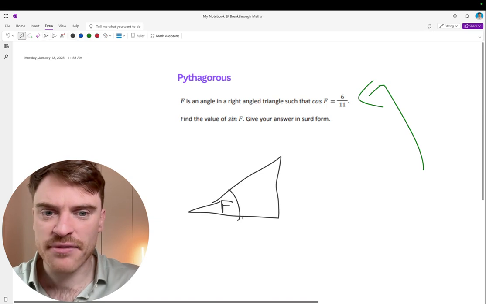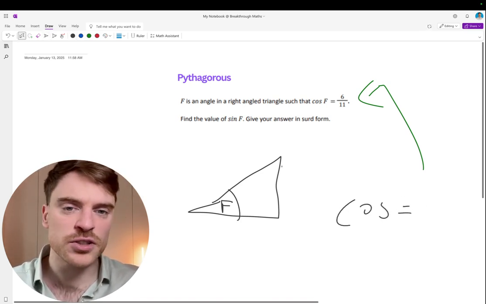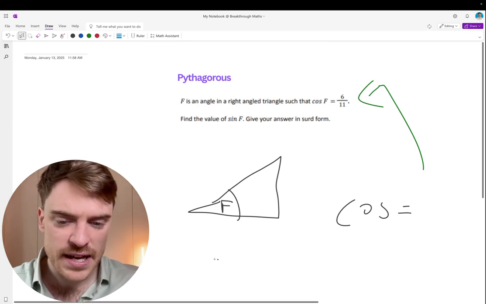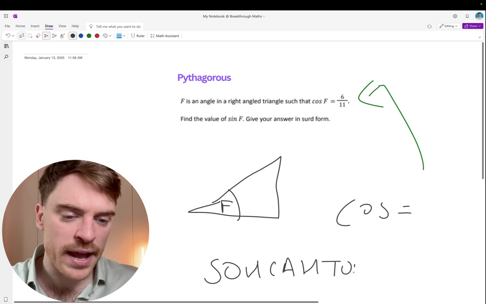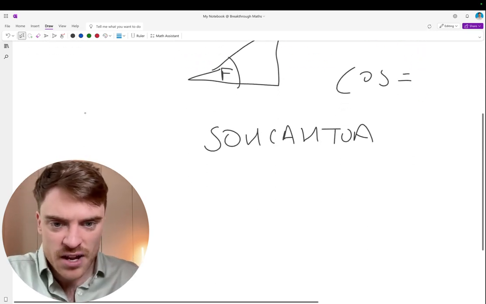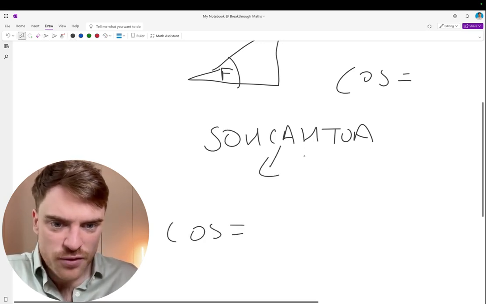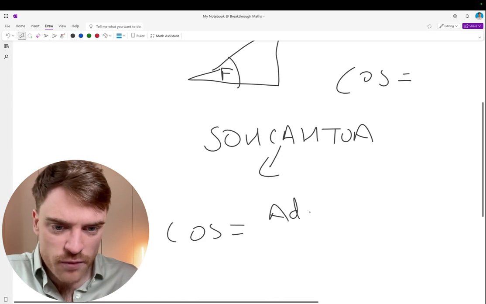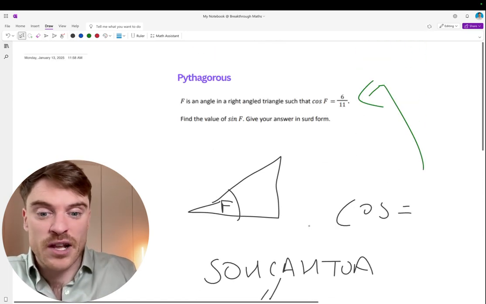Such that cos F. Now, what's cos equal to, guys, in SOHCAHTOA? I draw it SOHCAHTOA if I had to. We're going to pull on the C there. What's cos equal to? Cos is equal to A over H, adjacent over hypotenuse. You're going to get marks for that. Hypotenuse being the long side.